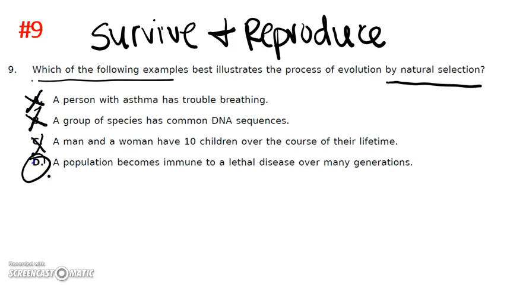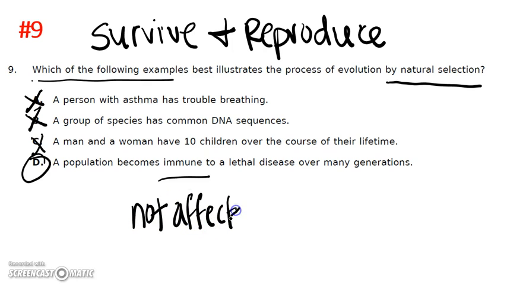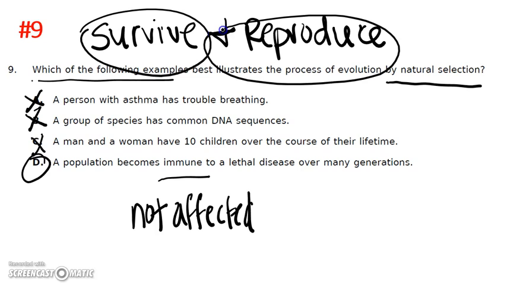D is our answer because it says a population becomes immune to a lethal disease over many generations. Immune means basically they are not affected by the disease. If they're not affected by the disease, they're going to be able to survive. If they survive, they can reproduce with that trait, pass it on, and that would be natural selection. So your answer is D here.